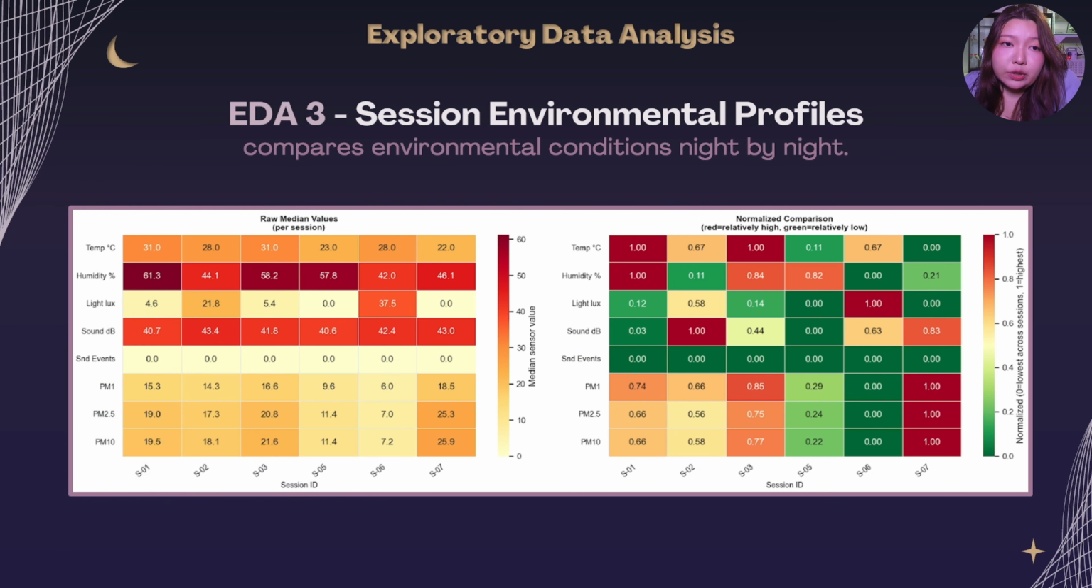For EDA3, we compare the environmental conditions across sessions, not just the overall average, but night by night. We built a heat map where rows are sleep sessions and columns are session features. We have 2 versions, a raw version and a 0 to 1 normalized version, so features with different units like degrees Celsius and micrograms per cubic meter can be compared on the same scale. This immediately shows which nights had unusually high or low values across multiple channels at once.